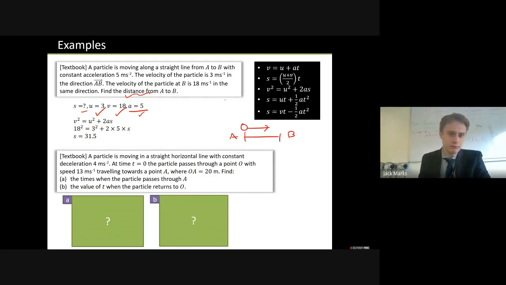There we go. Okay. v squared equals u squared plus 2as is the way to go here. Why? Because there's no t value. So make things easier for yourself. Use the one that doesn't have the letter you're not interested in.